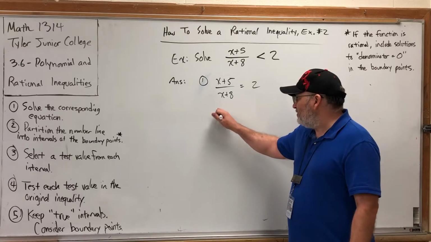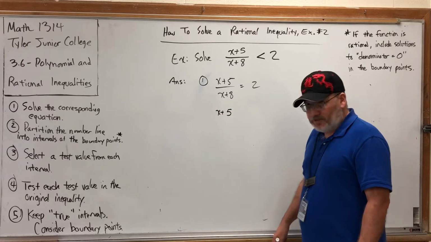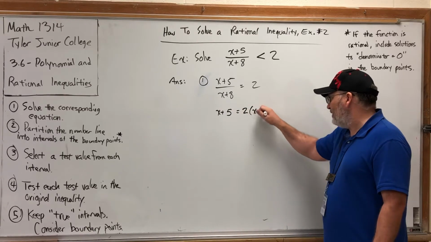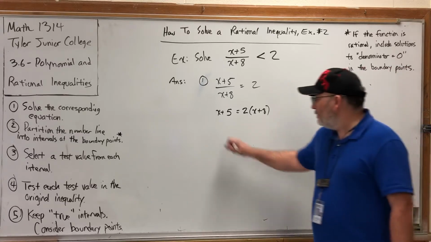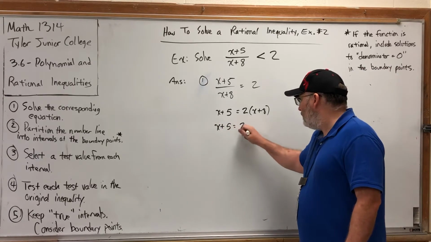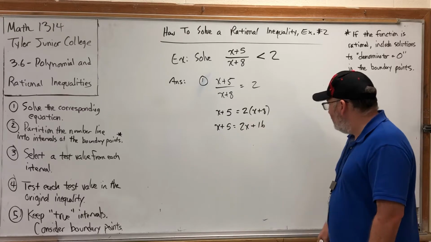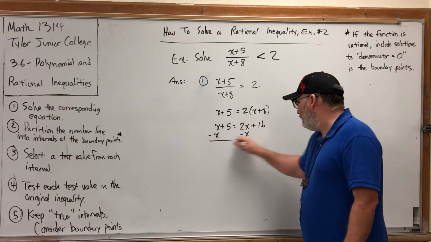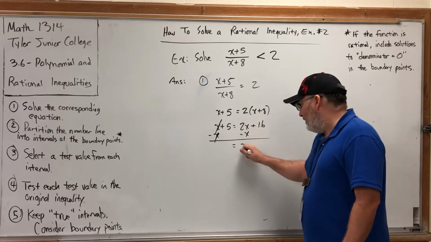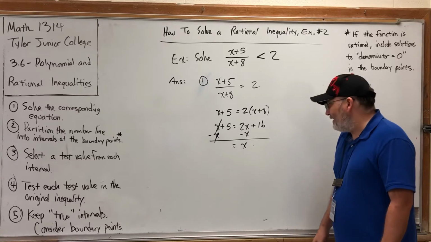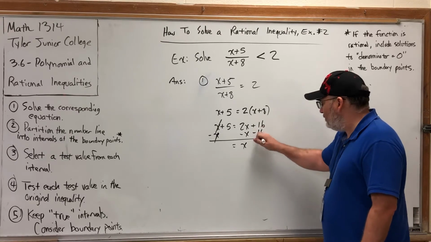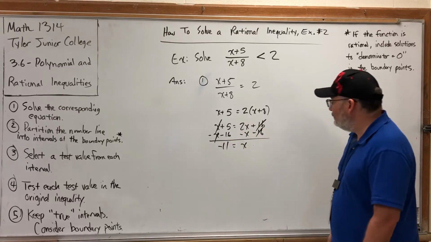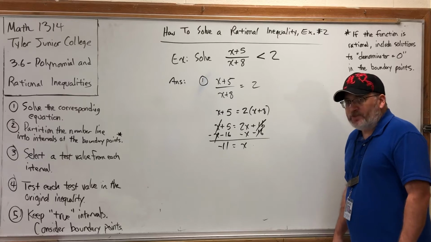Multiplying the left by x plus 8 would cancel the denominator and leave an x plus 5. Multiplying the right by x plus 8 would give me 2 times x plus 8. This is easy to solve. Distribute the 2 to get 2x plus 16. I got too many x's, so let's subtract the x on the left, because that will leave me a single x on the right. And since I'm trying to get the x by itself, let me get rid of the 16. 5 minus 16 is negative 11. So that is one of our boundary points, but it's not the only one.